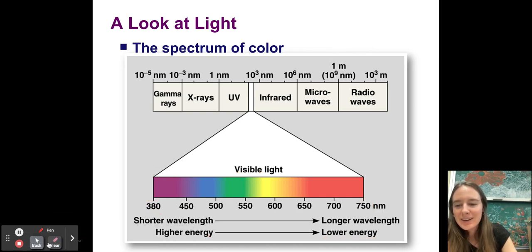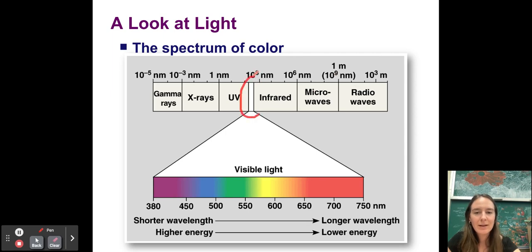If you were to put your plant next to a microwave, the microwaves would not give your plant energy to do photosynthesis. Plants cannot absorb microwaves to do photosynthesis. Plants have pigment molecules that can only absorb wavelengths in this region, in this part of the spectrum. So only these wavelengths can the plants absorb to do photosynthesis.